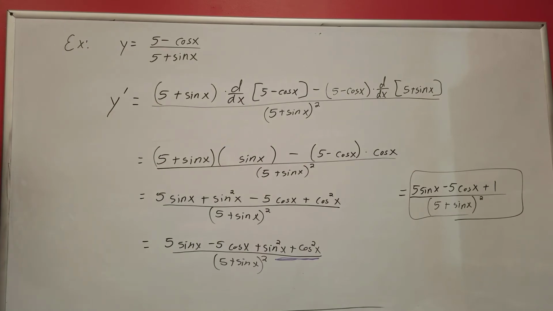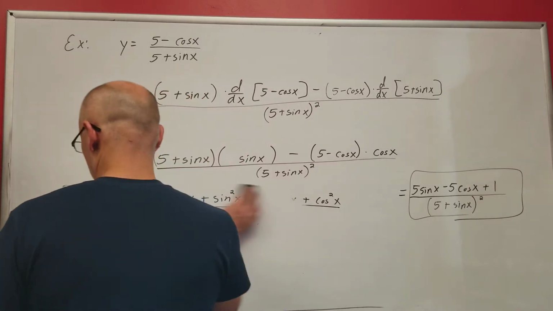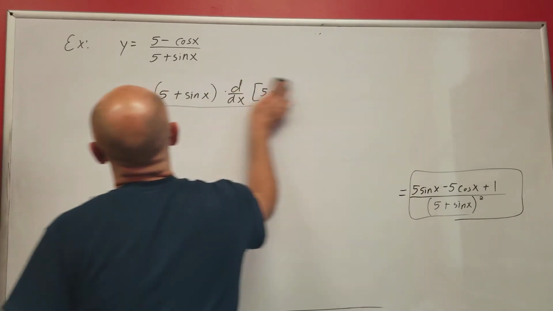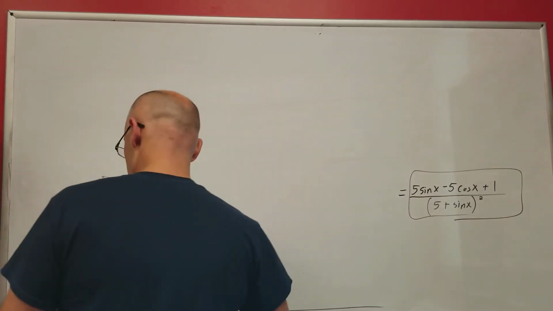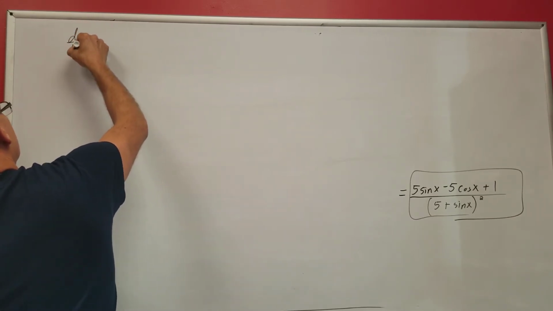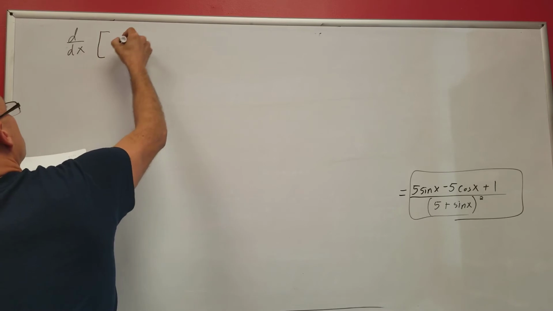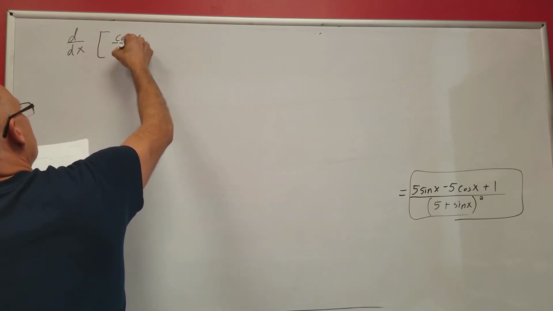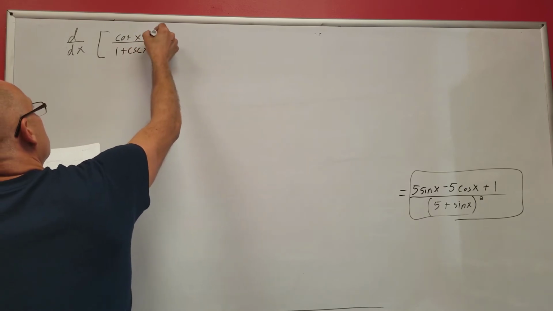Let's look at what we have next. Next we have this one. They want us to find the derivative with respect to x of a function that looks like this. So they have find the derivative with respect to x of cotangent of x over 1 plus cosecant of x.